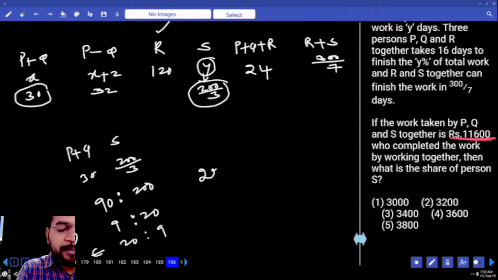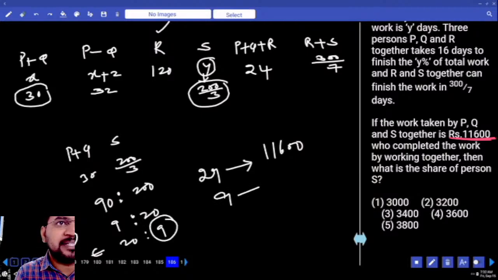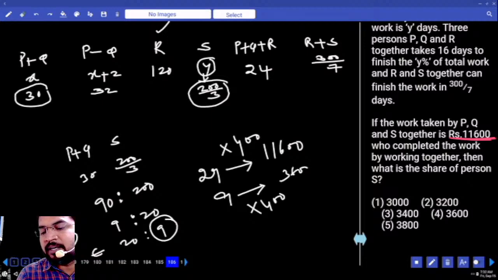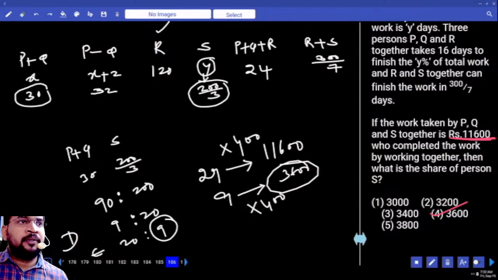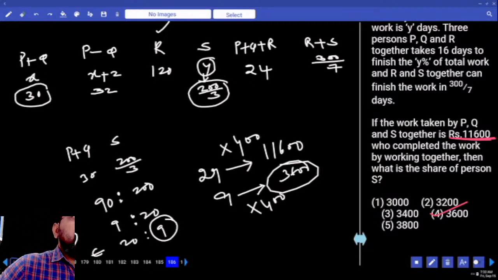Total efficiency is 29 parts. 29 parts is 11,600. We need S, and S is nothing but 9 parts of efficiency. So 29 into 4 times, 116 goes 400 times. 400 times 9 is 3,600. So your answer is 3,600. Are you got it or not? The wages are distributed according to the efficiency ratio.